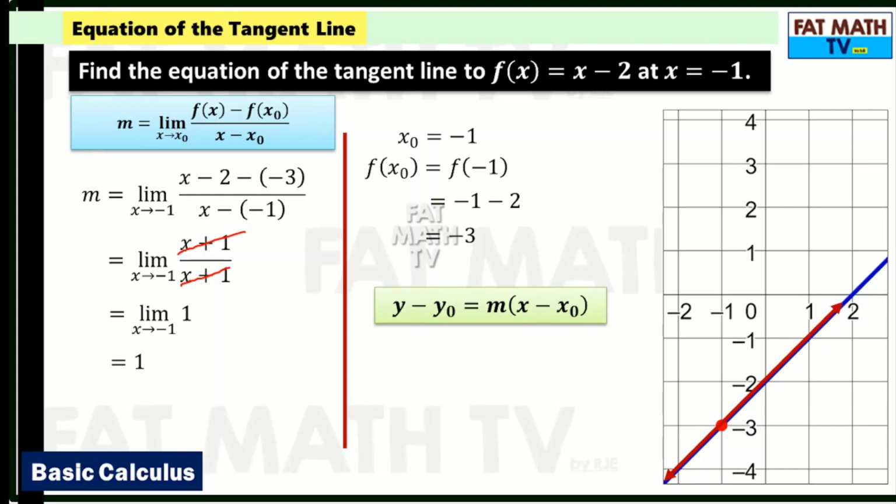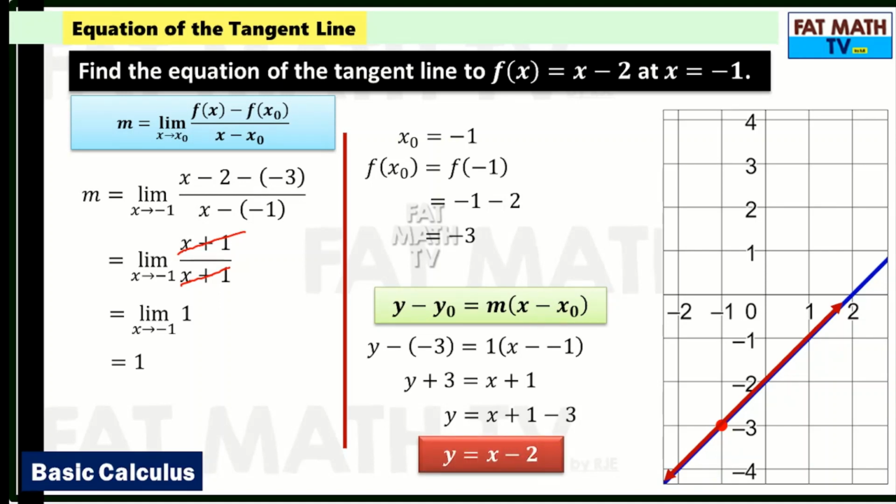So we already have our values of m, x null, and y null. So we can put it here. Y null is -3, so replace it. And then m is 1, this one, m. And then x null is -1, so this one. So y minus -3 is y plus 3. And then 1 times this is x plus 1. So put 3 to the other side, you're going to have -3. So y equals x plus 1 minus 3. So that's y equals x minus 2.